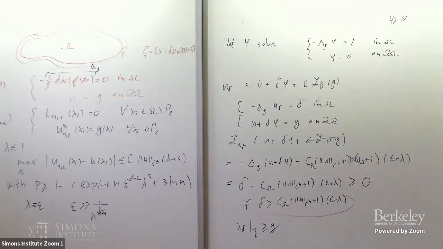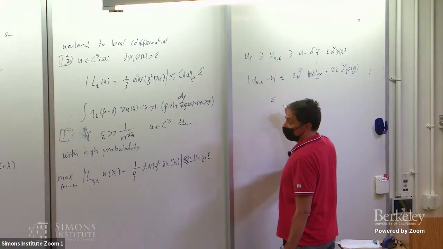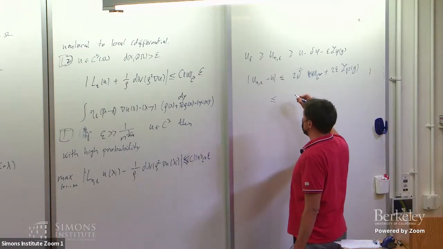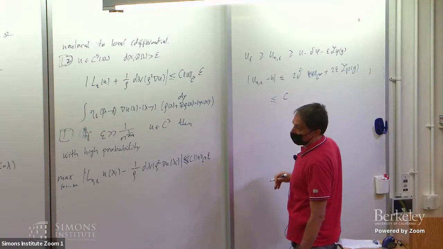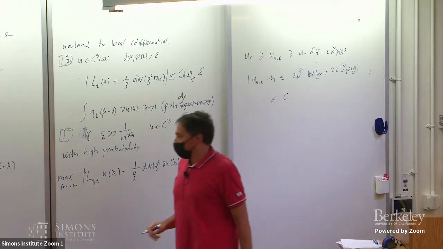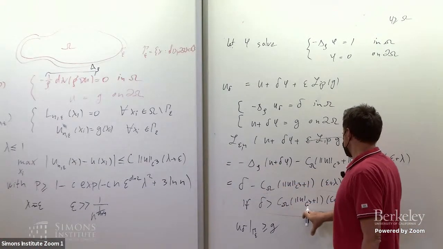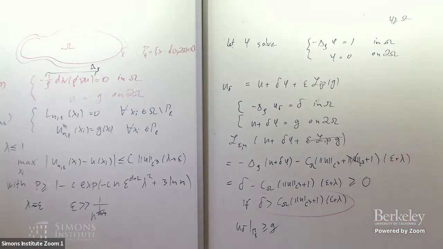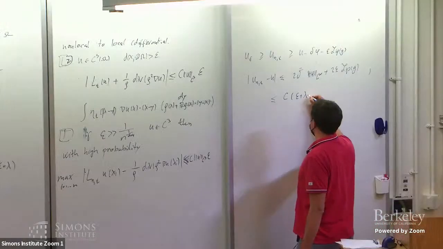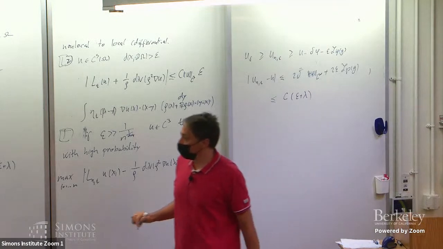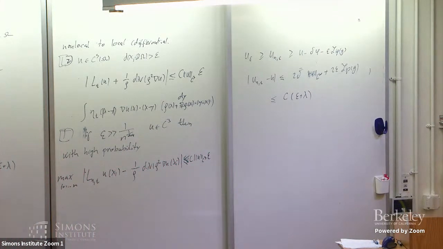So then I get that this is less or equal than, so again, I get some constant. So, okay, again, u is the solution. So this is again just some constant. So I get some big constant multiplying epsilon plus lambda, which is what we want.